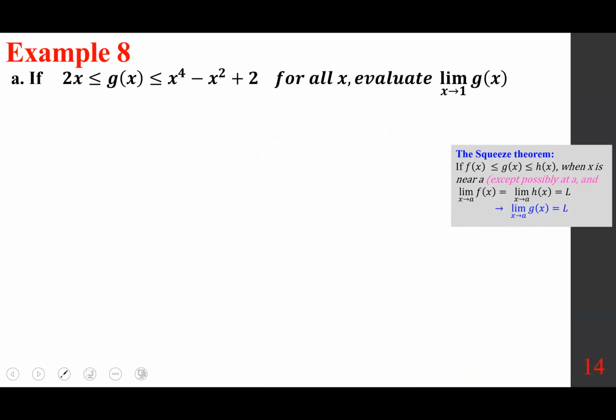All right. I'm reminding you of the Squeeze theorem. And clearly, g of x is between two functions: 2x is less than or equal to g of x, which is less than or equal to x to the power of 4 minus x squared plus 2, for all x. We want to evaluate the limit of g of x as x approaches 1. In that case, you look at the limit of each of these, the left side and the right side, as x approaches 1 to see what's happening. So the limit of 2x as x approaches 1 is simply 2, 2 times 1, right?